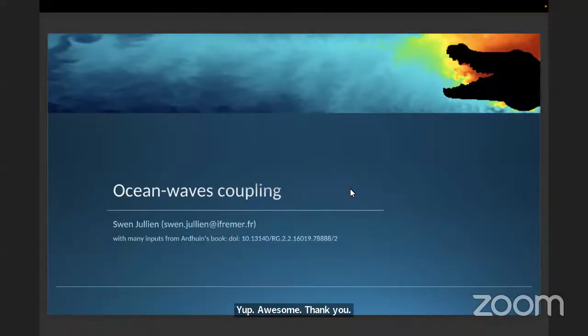Okay, perfect. So now I will talk a bit more about coupling with waves. More focused on ocean wave coupling, but also a bit on atmosphere wave coupling. First, I will talk a bit more about waves, because it's a bit different, the way we understand and model waves, than what we do in the ocean.